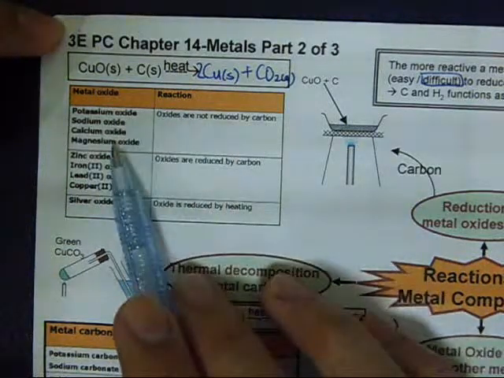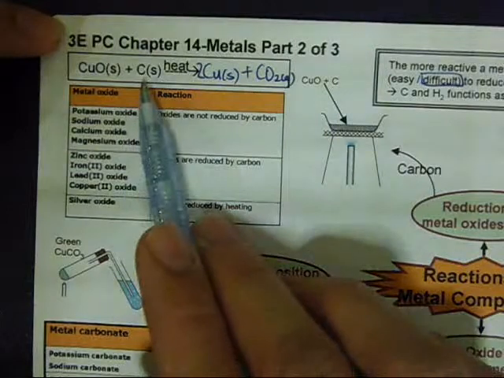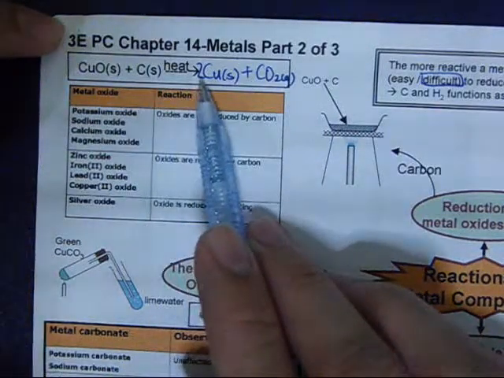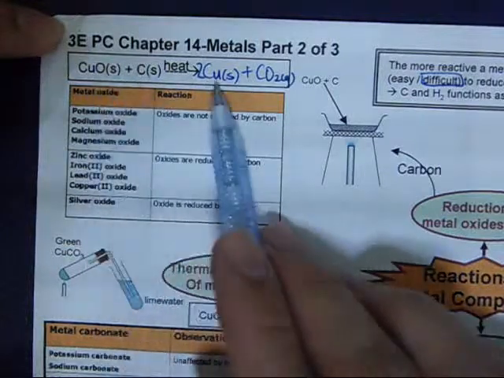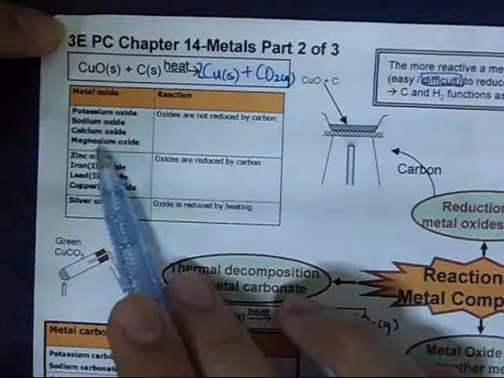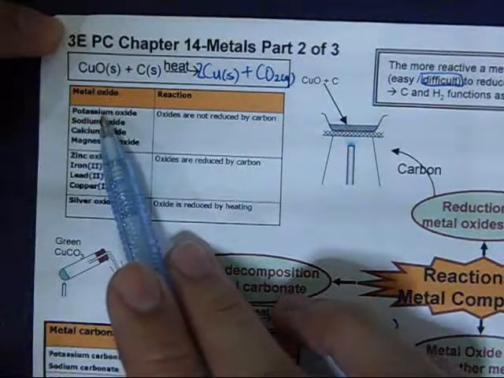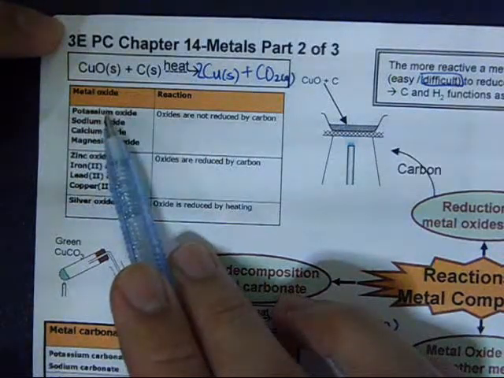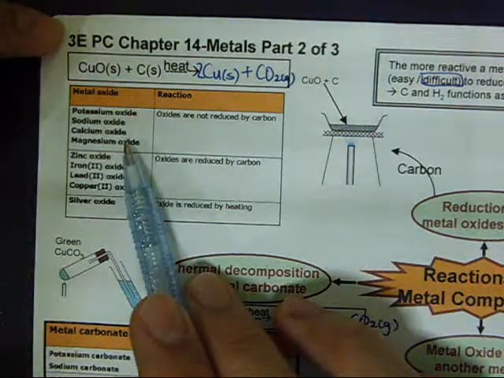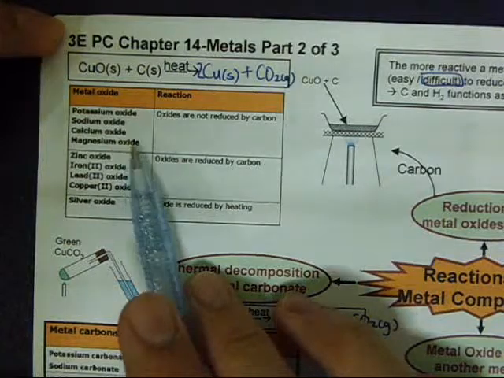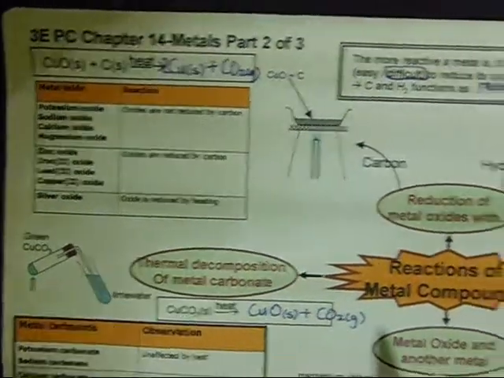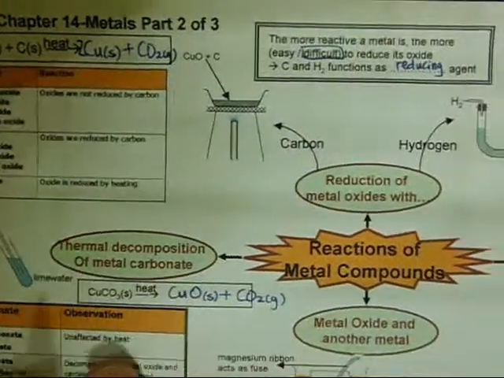Meaning to say that if I heat magnesium oxide with carbon, the magnesium oxide will not be reduced to magnesium. It is because magnesium, calcium, potassium, sodium, they are too reactive. When they are too reactive, the metal will hold on to the oxygen very tightly. Okay, so the first method of reducing metal oxide would be to heat it with carbon.